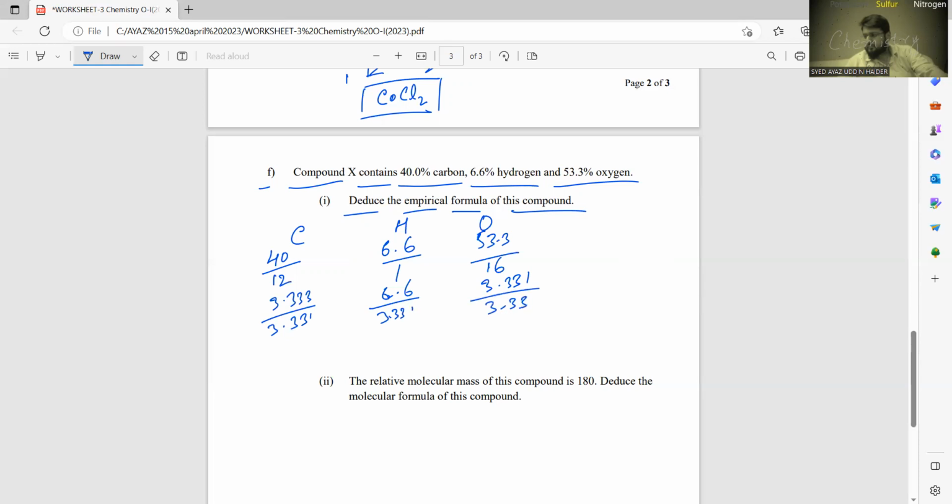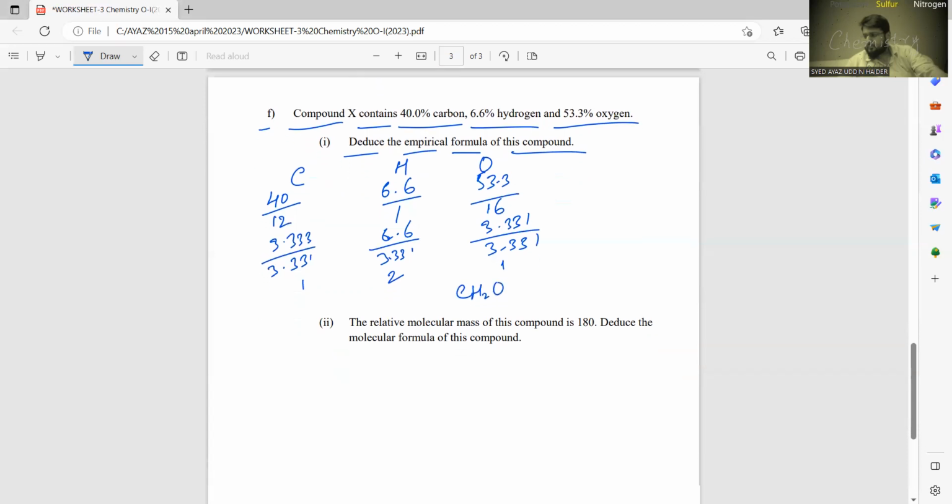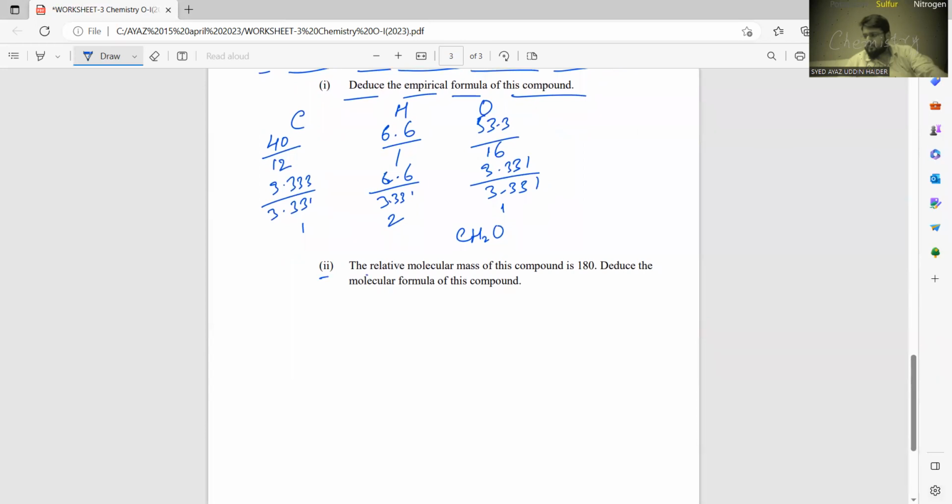So what we will get? For C, we'll get 1. For hydrogen, we'll get 6.6 divided by 3.331, 1.98, which becomes equal to 2. For oxygen, we'll get 1. So the empirical formula will be CH2O. In the next part, they are saying the relative molecular mass of this compound is 180. Deduce the molecular formula of this compound.